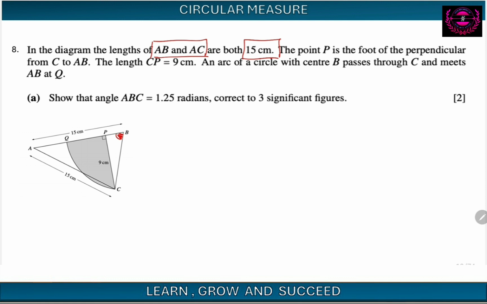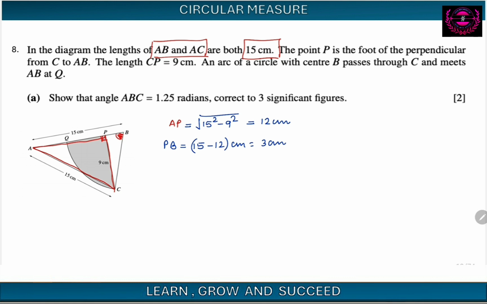Fine. We know triangle ACP is a right angle triangle. So by using Pythagoras theorem, we can find length of AP, which will be root of 15 square minus 9 square, 12 centimeter. Now, we know AB is 15 centimeter, therefore PB will be 15 minus 12 centimeters, which is 3 centimeters.